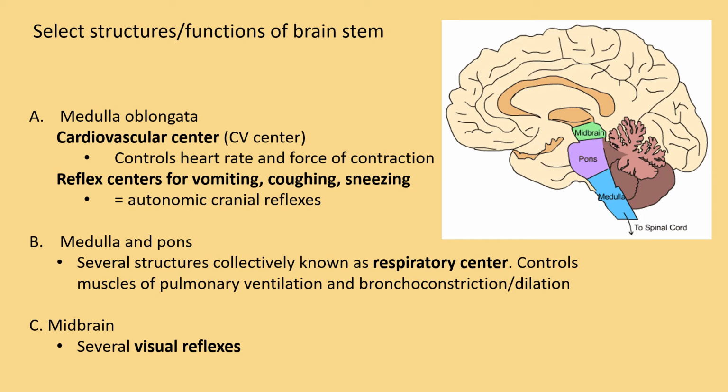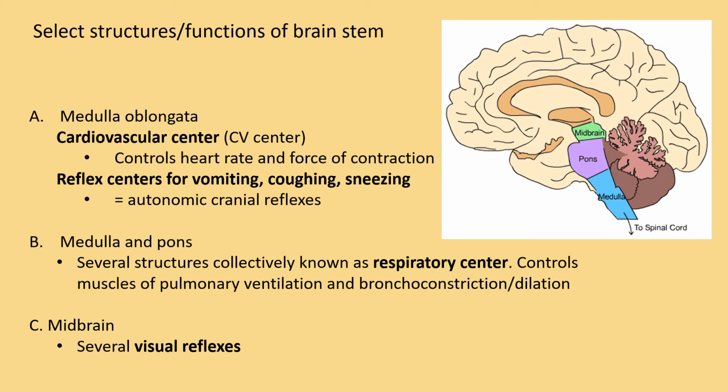Also located in the medulla are reflex centers for vomiting, coughing, and sneezing, and there's a reminder here that these are all autonomic cranial reflexes. They are governed by the autonomic division of your nervous system that concerns smooth muscle, cardiac muscle, and glands. And they're cranial reflexes because the site of integration is located in the brain rather than the spinal cord.